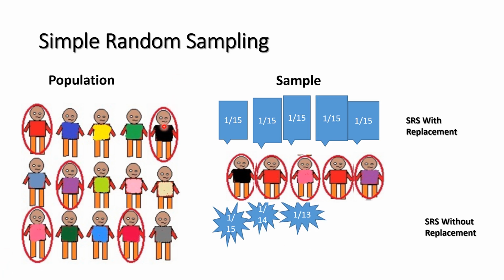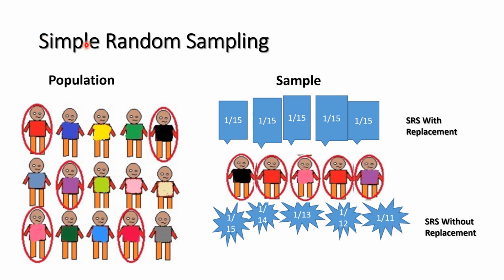So now that one's gone, that one's gone, that one's gone. There were 15, so there are 12 left. When I chose that one, the chance that I should have chosen him was 1 over 12, and lastly 1 over 11. So whether you replace or not affects your chance of selection. But I can work them out.